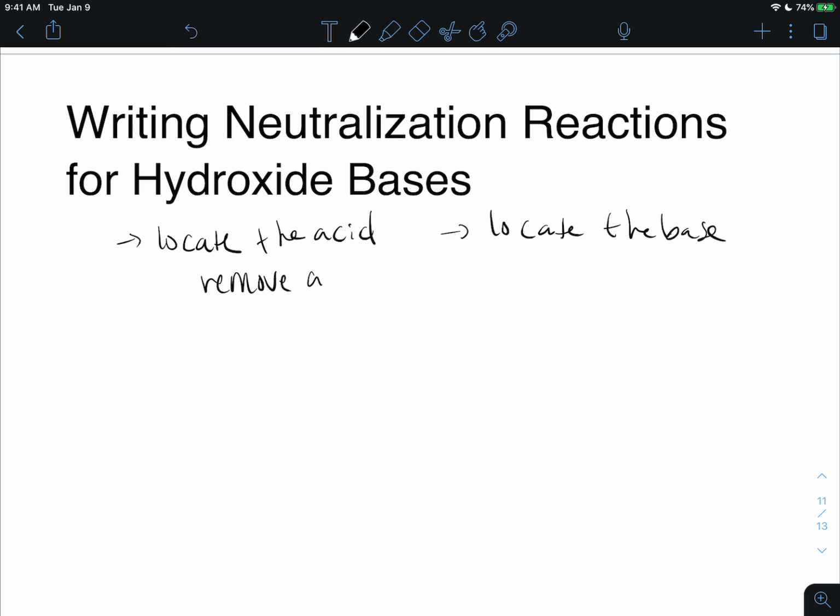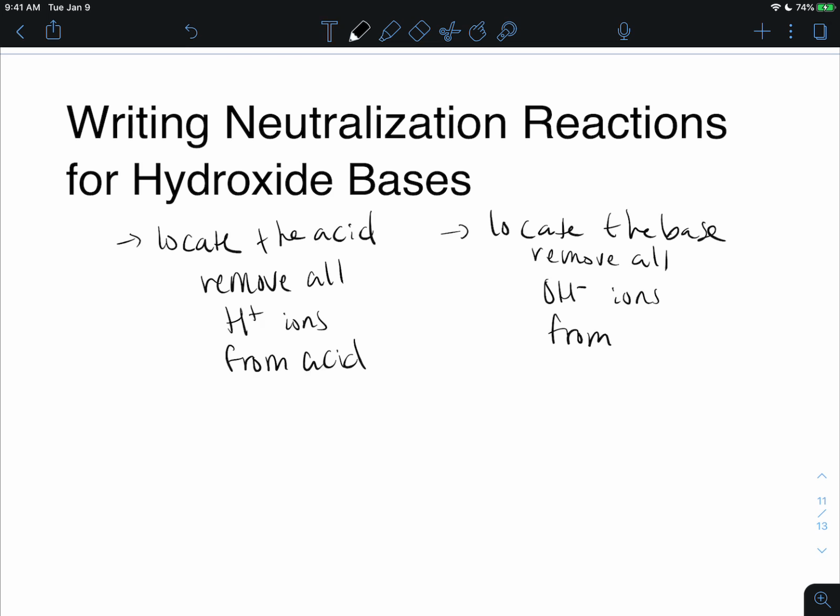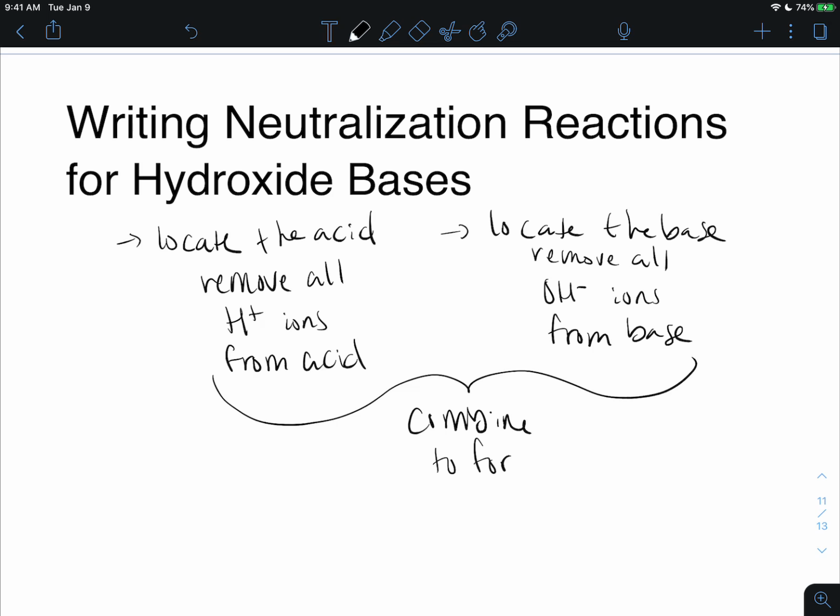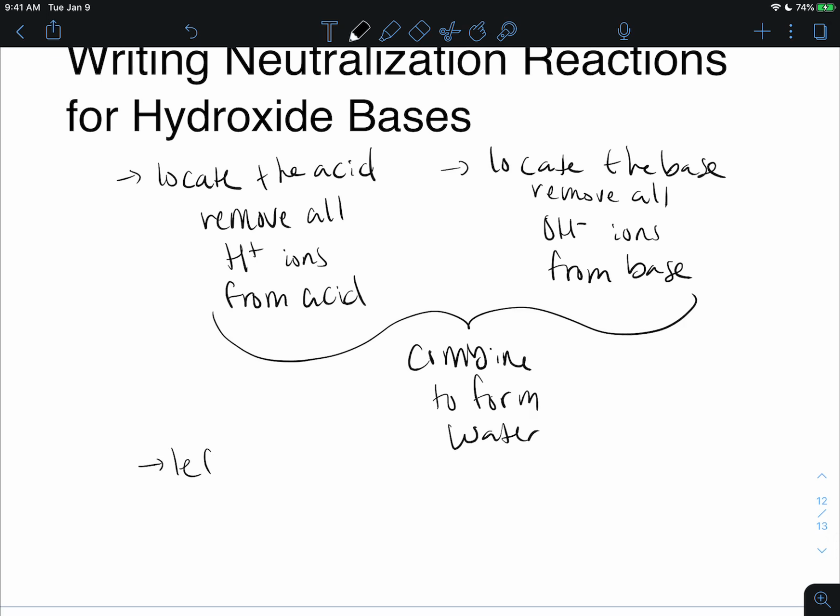Remove all H plus ions from the acid. Remove all hydroxide ions from the base. Combine them to form water. And then the leftover anion plus cation will form our salt.